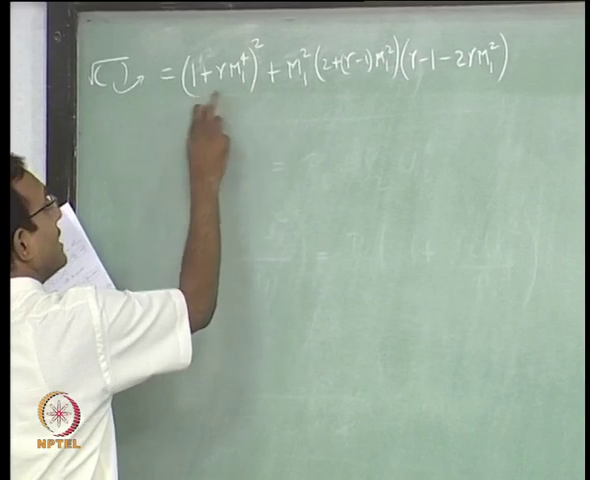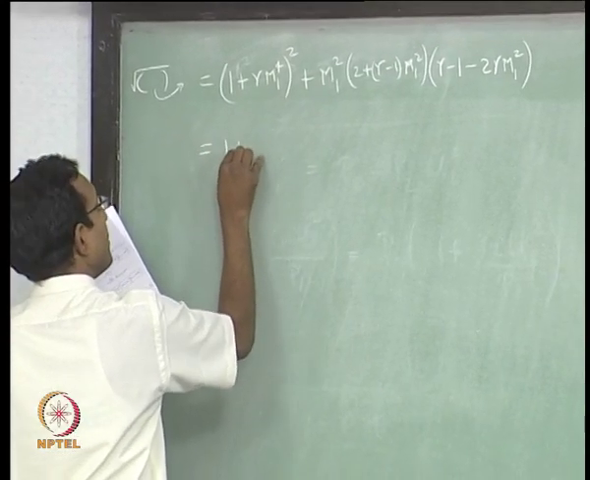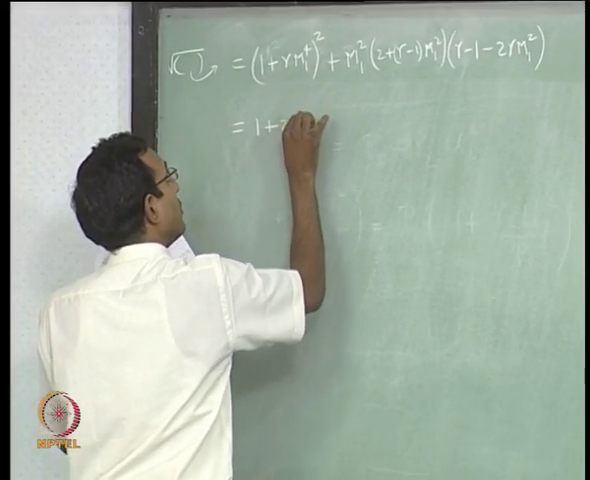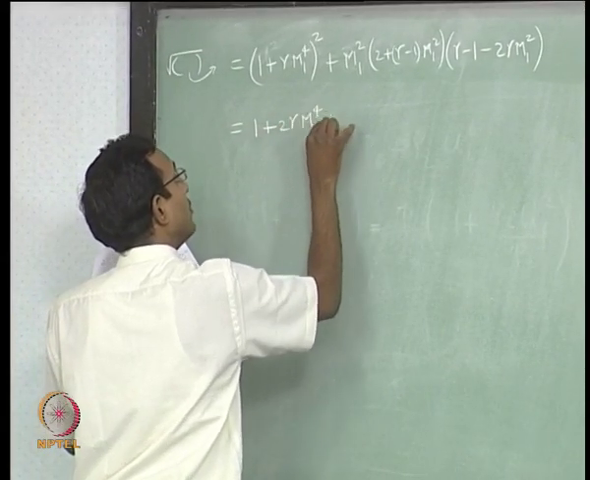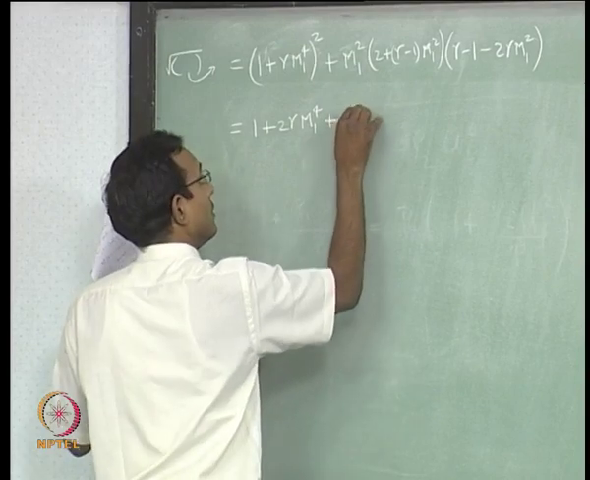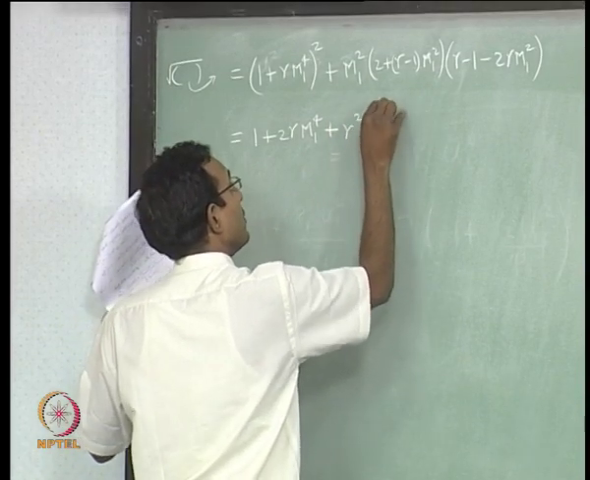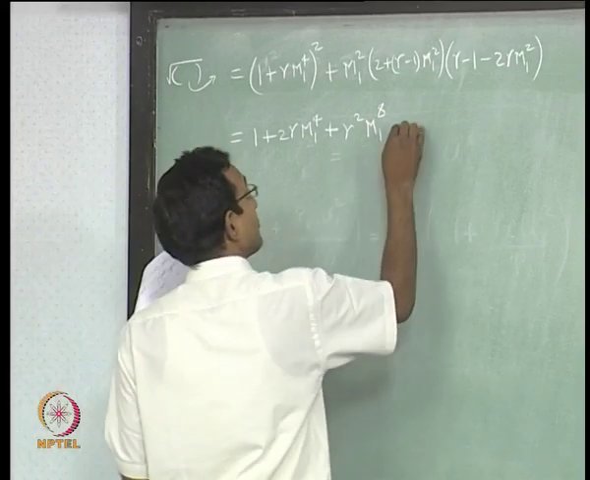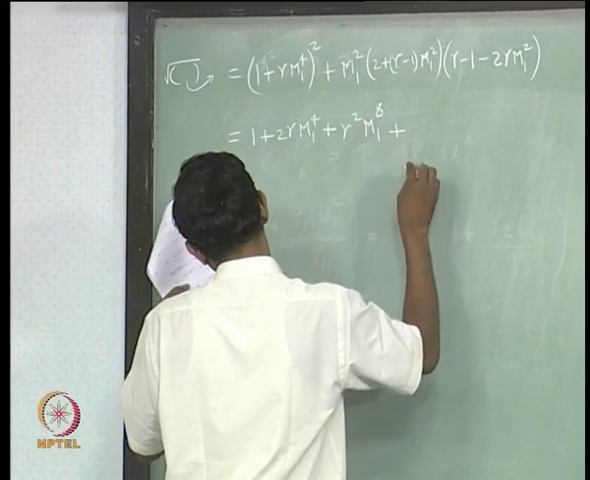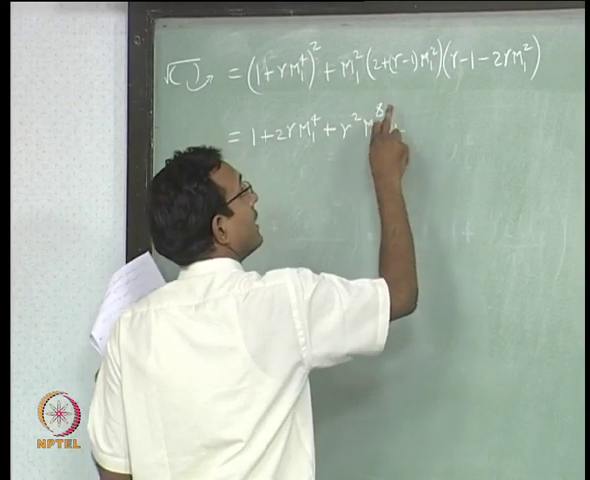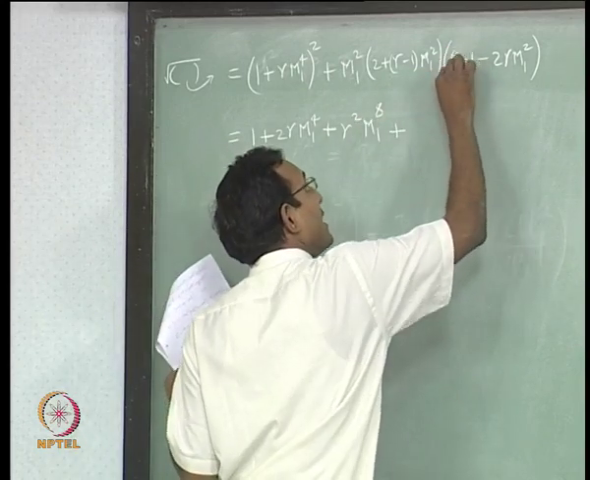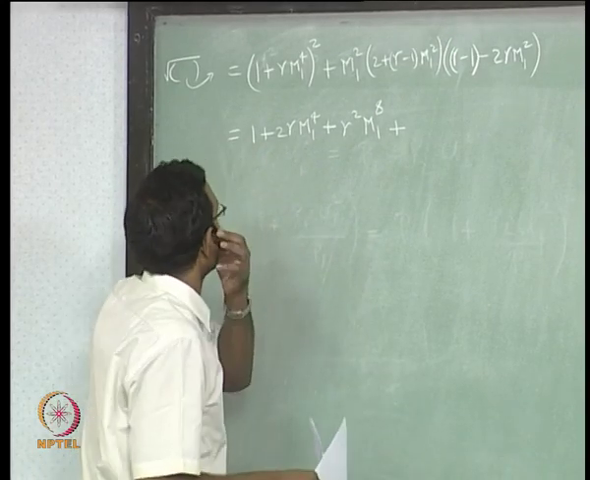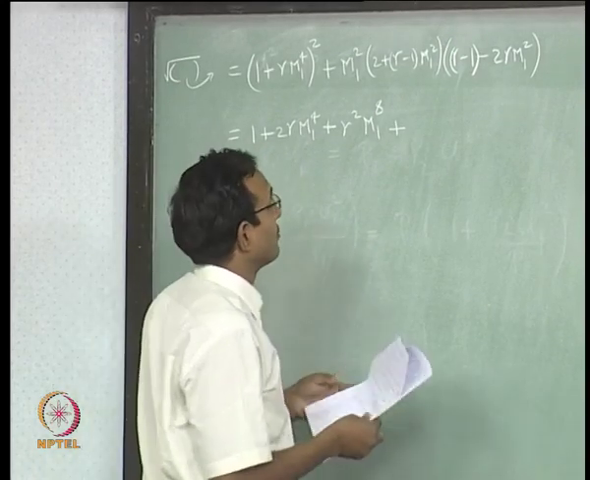As of now, it is (a plus b) whole square. So, it is going to be 1 plus 2 into this, 2 gamma m1 power 4, plus gamma square m1 power 8. We have gone all the way up to 8 now, plus I have to multiply things. I will keep this gamma minus 1 as a group because it is easy to work with gamma minus 1. Okay. We will keep it like that for now.